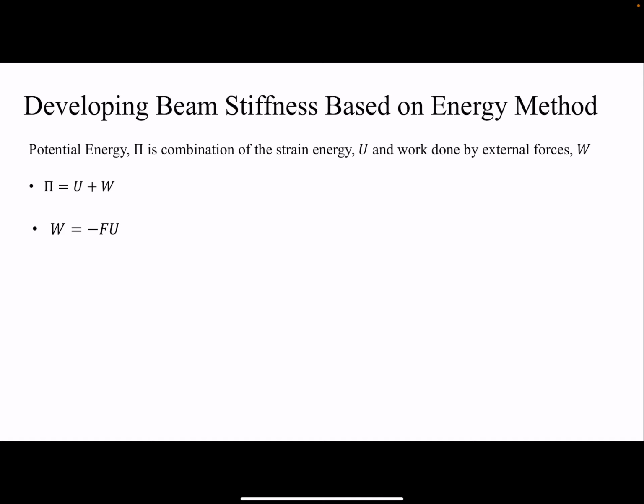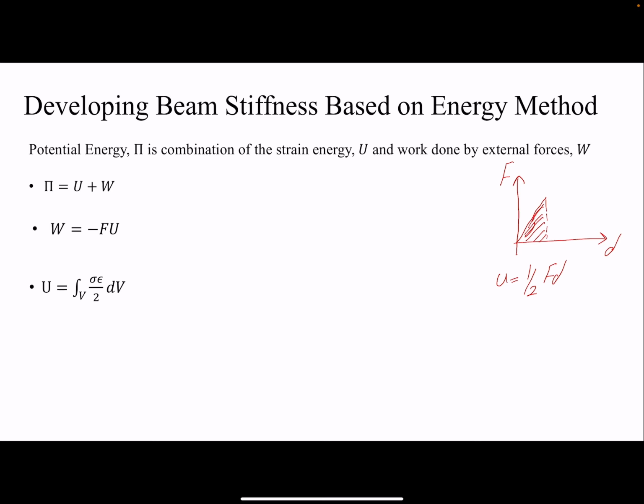The work done by the external forces is simply F times U, and if the direction of the force and displacement are opposite, you get a negative sign. The strain energy is the area under the force displacement curve, and the strain energy is defined for the elastic region. So if we need to model the plastic region, this won't be applicable. The strain energy would be half of F d, the area under the force displacement curve.